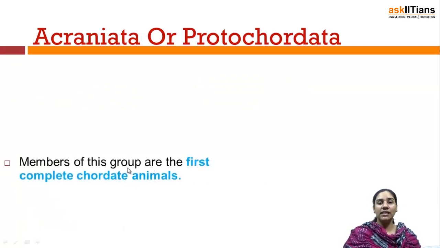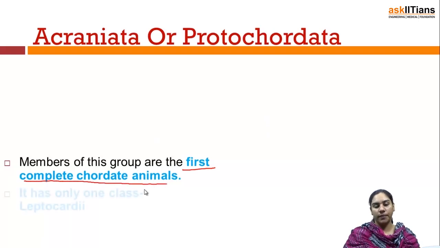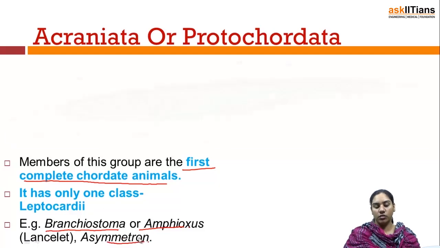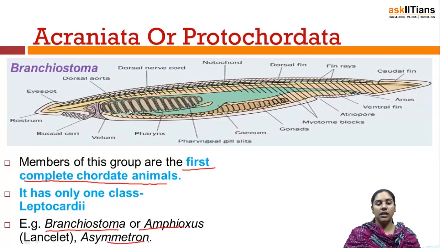Because in these animals the larval stage and the adult stage both show the chordate characters, they are the first complete chordate animals. It has only one class, the Leptocardii, and examples are Branchiostoma or Amphioxus, also known as the lancelet, and there is Asymmetron also. So this is the figure of Branchiostoma, in which you can see the nerve cord and the notochord. Both are extended from one end of the body to the other end. And also you can see the pharyngeal gill slits.